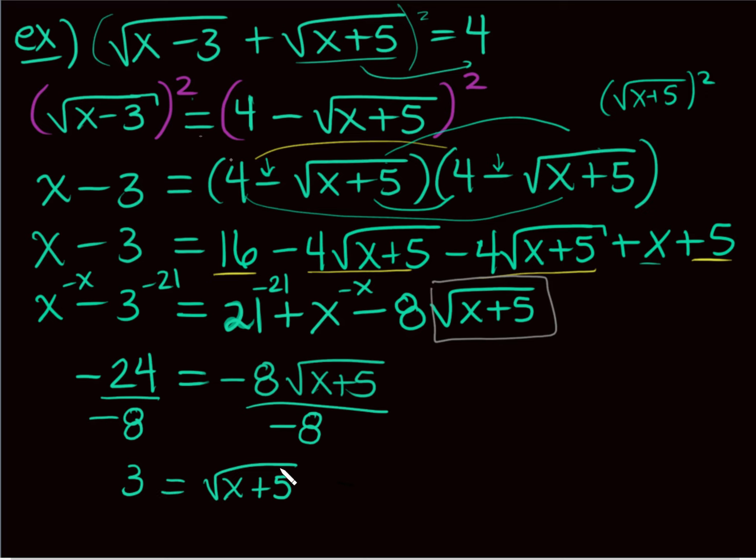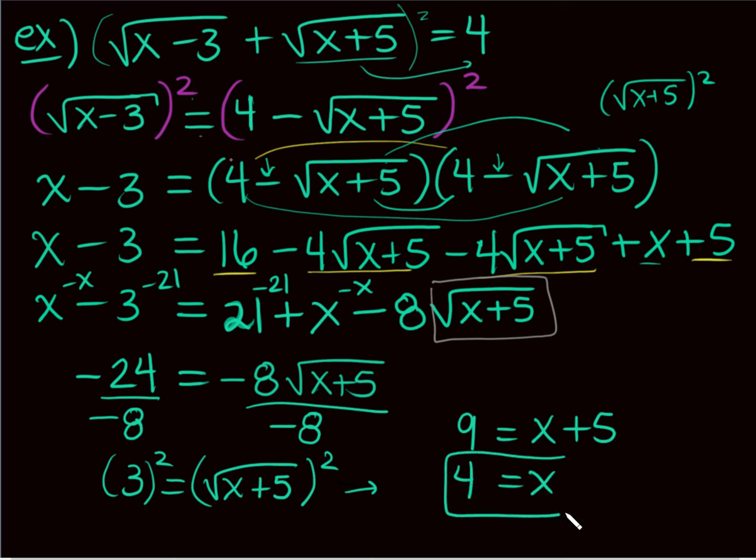I get 3 equals the square root of x plus 5. This is going to be pretty simple to solve. I'm just going to square both sides. So we get 9 equals x plus 5. Subtract the 5, and we get x equals 4. And then, of course, we need to check. So let's check and make sure we didn't do all that work for nothing.